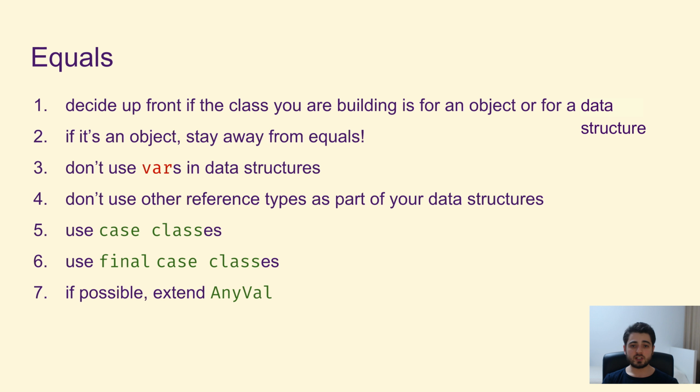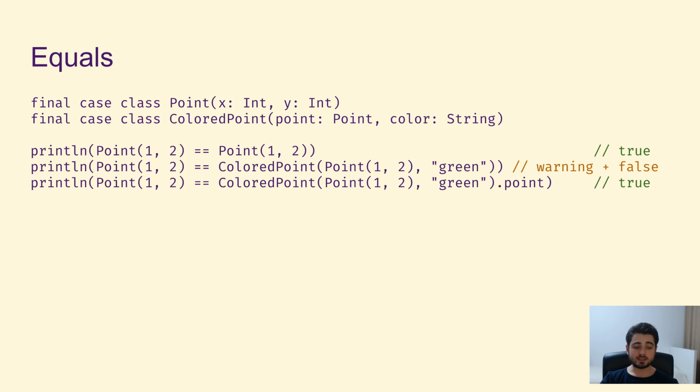Step 7 is just a cherry on the top. If possible, extend AnyVal. So if your data structure happens to just have one instance variable, extend AnyVal. As soon as it compiles, you can't go wrong. This is the final implementation of the point. This is how it should look.